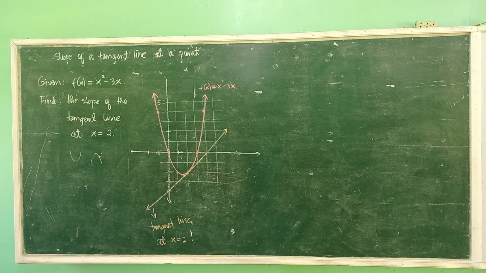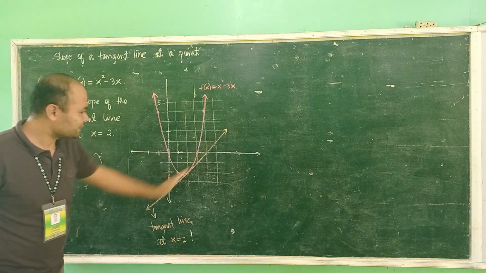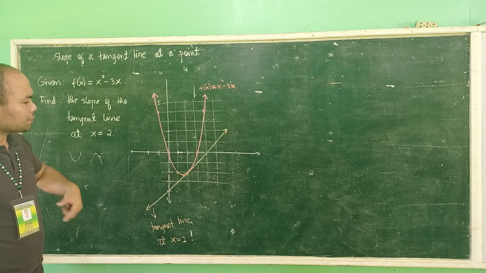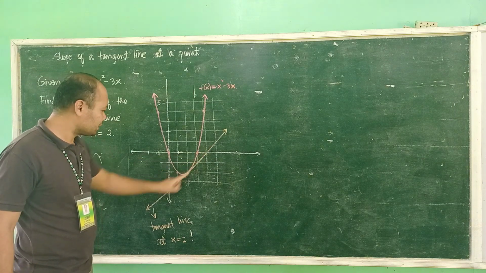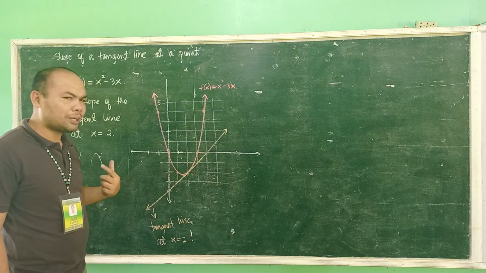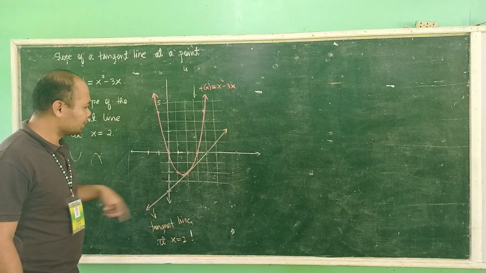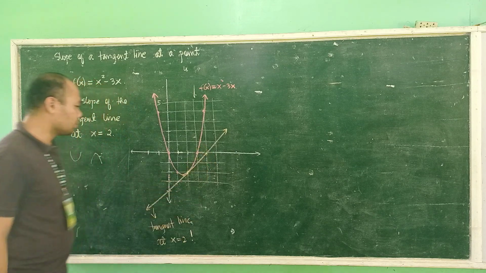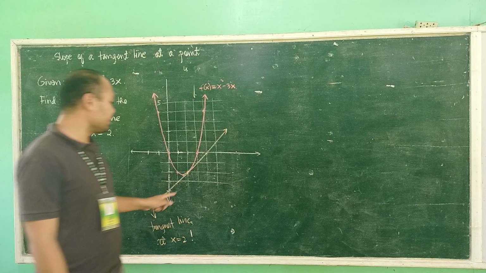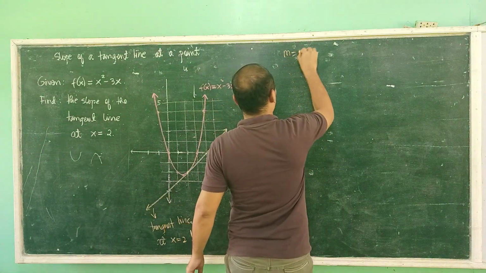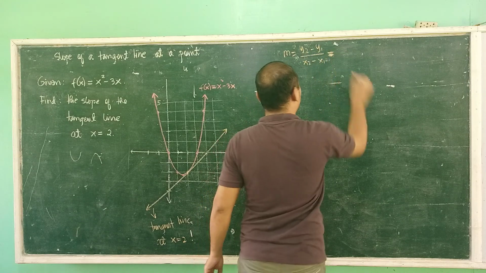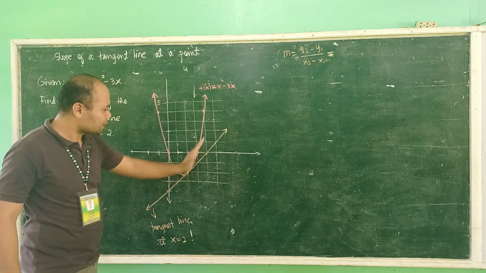Now, what if we are going to estimate the slope? Suppose we are going to estimate the slope of this tangent line. By visual observation, we may find the slope of this line. What we will do is just take points on the tangent line. So for example, we take this point and this point here. So we can solve for the slope, right? Using the formula, m equals y sub 2 minus y sub 1 over x sub 2 minus x sub 1. So we can use that formula to find the slope of the tangent line.